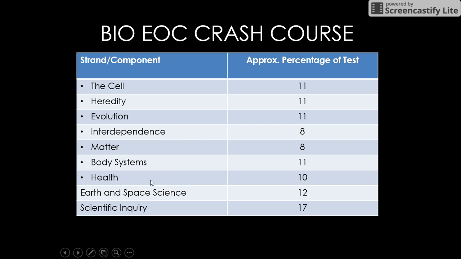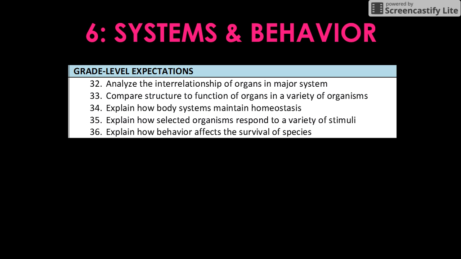Okay, so this is the 6th part of our EOC crash course. This is body systems, which is 11% of your test. First things first, we are going to talk about structure and function of organs. We're going to talk about homeostasis, if we remember that from Unit 1. And we're going to talk about response to stimuli, one of those characteristics of life.